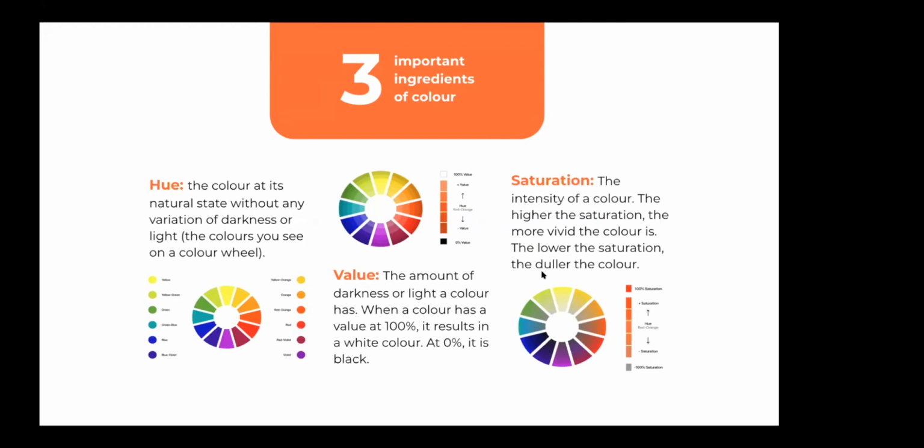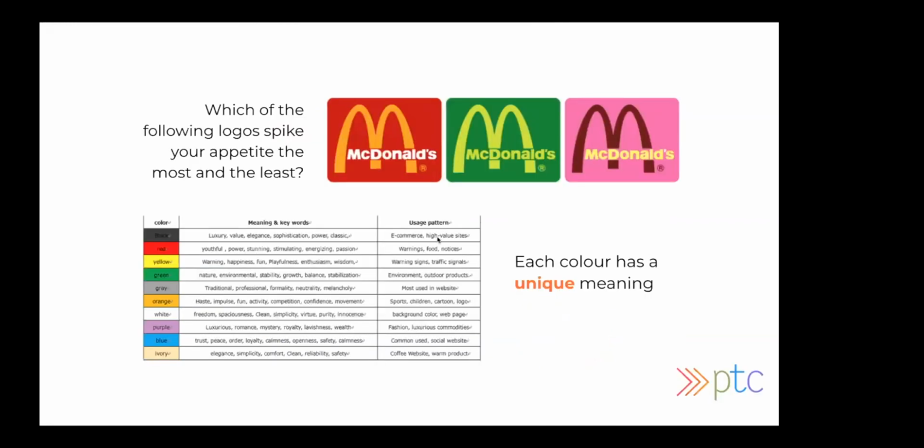Saturation is the intensity of the color. The higher the saturation, the more intense and vivid the color is. If it has a lower saturation, it will be duller. Each color has a unique meaning. For example, white conveys a sense of freedom, purity, and cleanliness, and so on. Which of these logos sparks your appetite the most? Type it in the chat below.